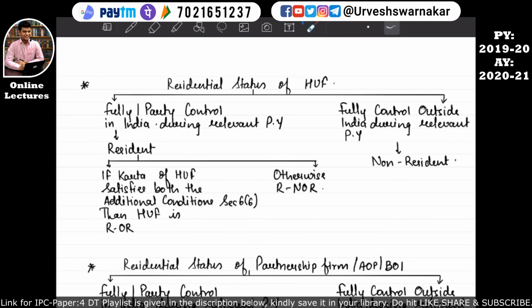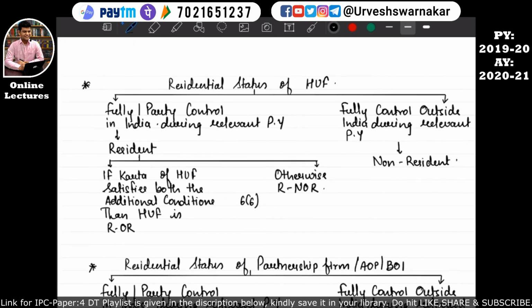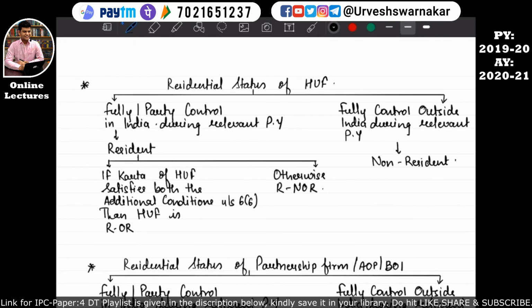Otherwise, if Karta of HUF does not satisfy both the additional conditions under section 6 subsection 6, then HUF is resident, non-ordinary resident. I hope this is quite clear. This maximum can be asked in MCQ. Okay, do not worry, no major questions will be asked on the residential status of HUF.